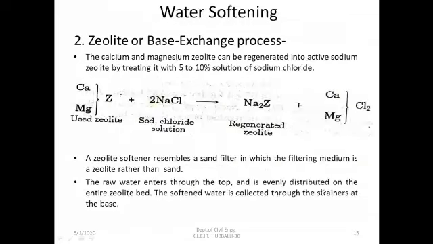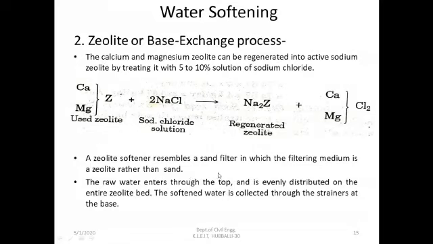When it gets exhausted, then what has to be done is it has to be regenerated into active sodium zeolite, and that is done by treating it with a 5 to 10% solution of sodium chloride. So this is how it is being done. When it gets exhausted, again we need sodium zeolite, that is sodium ions along with the zeolite. For that reason, it will be regenerated by treating it with 5 to 10% sodium chloride. So I'll be getting the regenerated zeolite again, and further it can be used.